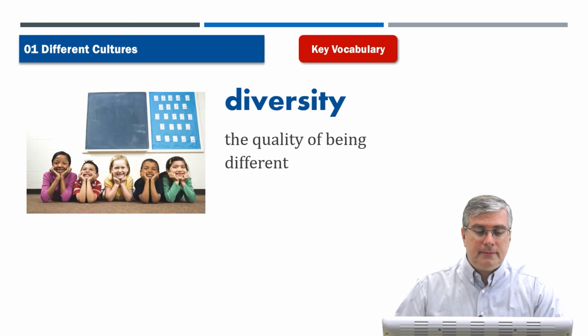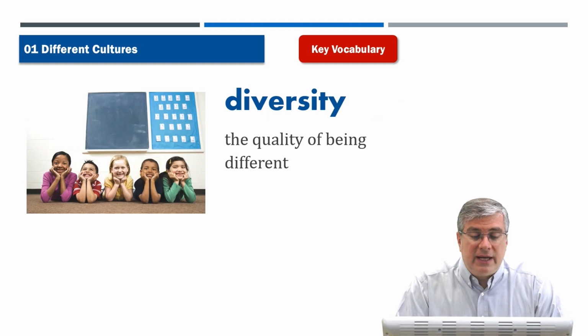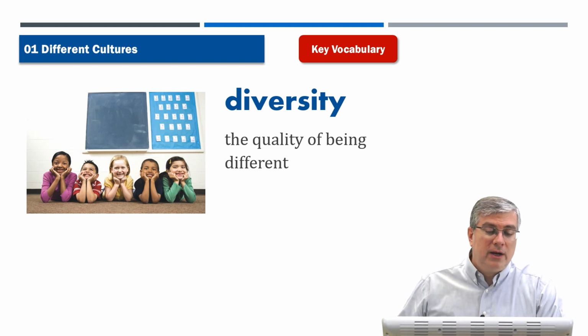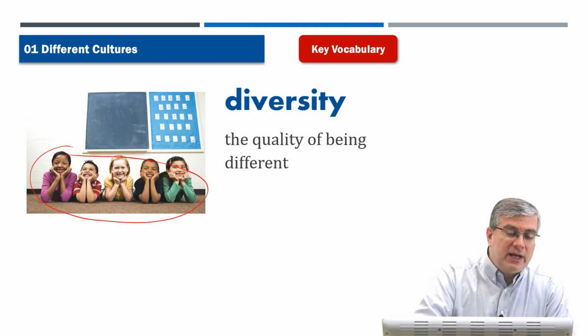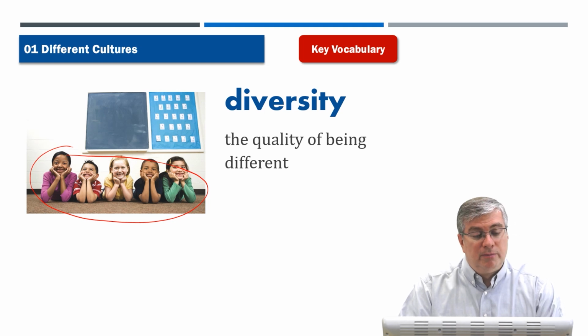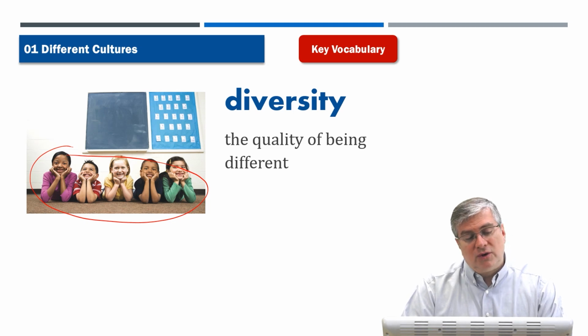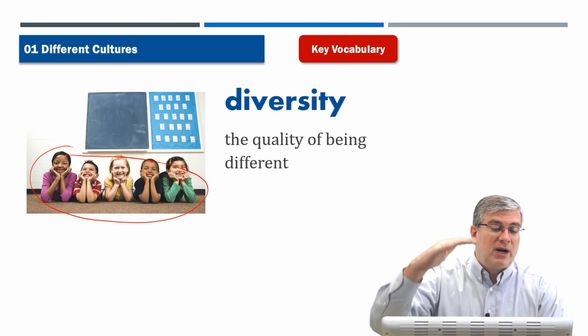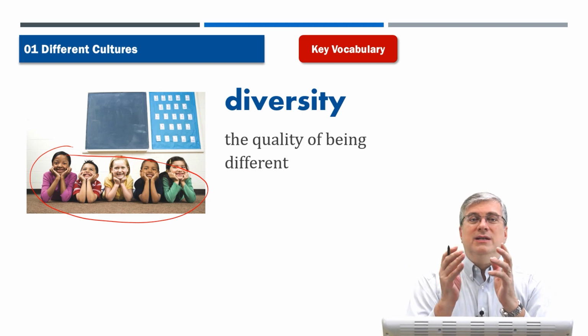Okay. Next, we have diversity. Diversity is the quality of being different. So if you have a group of people, like this group of young people right here, you can see that they're not all the same, right? They're different, right? There's boys, there's girls, there's different races. There could even be different, I'm not sure because they're lying down, but they could be different heights, right? So diversity just means the quality of being different.